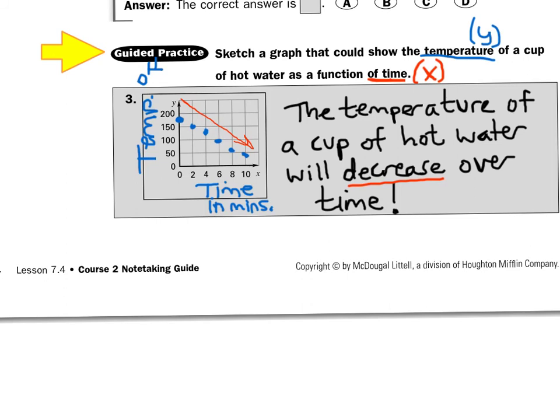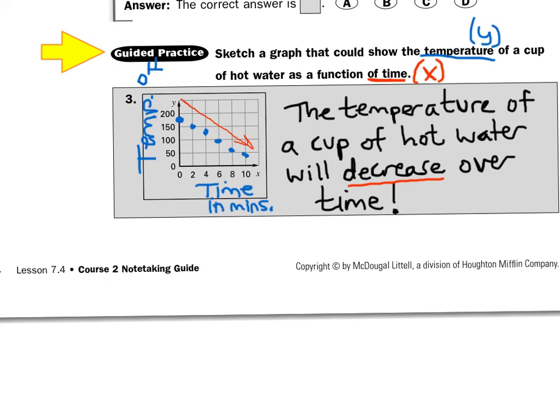Okay, take a look at this guided practice. Sketch a graph that could show the temperature of a cup of hot water as a function of time. All right, so time is the X and the temperature is the Y. So right away on the X axis, I want you to label it time and it'll be in minutes. And the Y axis, I want you to label it temperature and that'll be in degrees Fahrenheit.